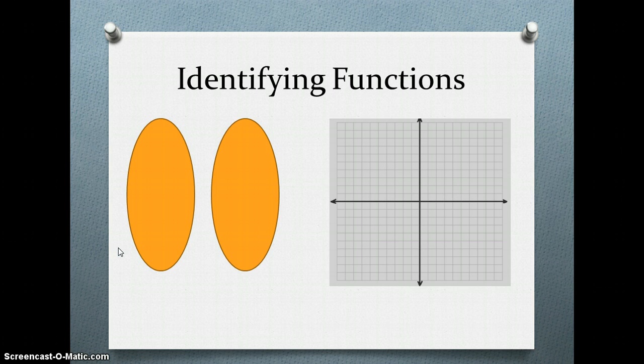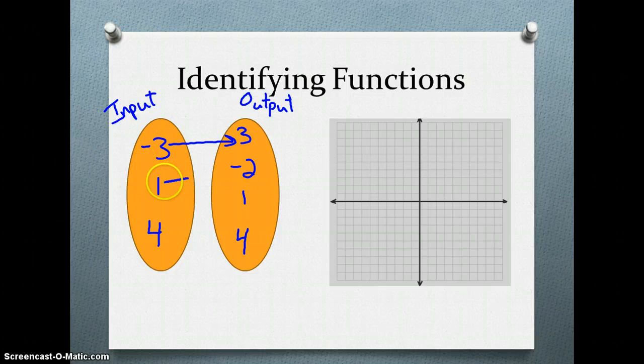Going to identify some functions here. Take a look. We'll have -3, 1, and 4 as our input. And then we'll have 3, -2, 1, and 4 as our output. Okay? And our mapping will look like this. -3 will go to 3, 1 to -2, 1 to 1, and 4 to 4. This is called a mapping. We'll determine whether that's a function or not here soon enough.